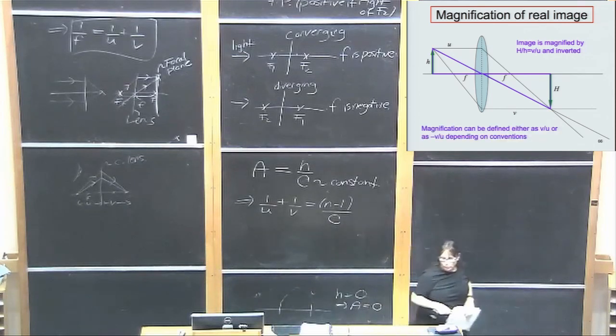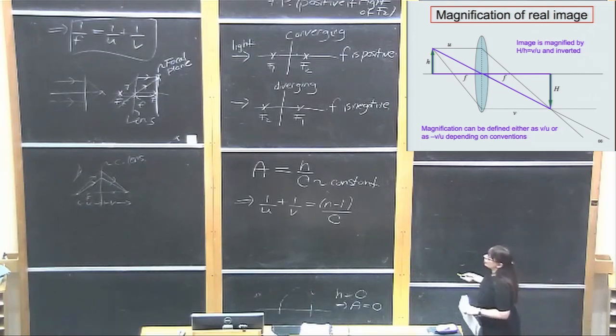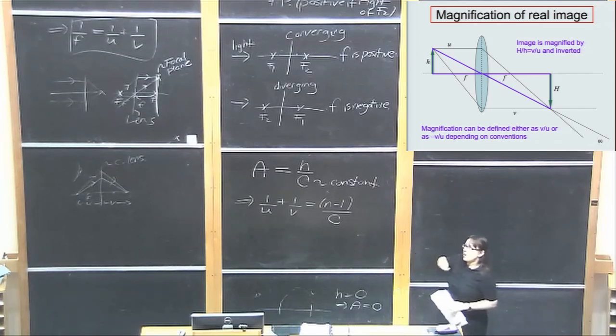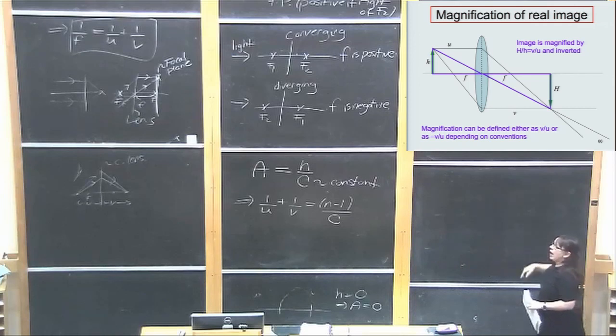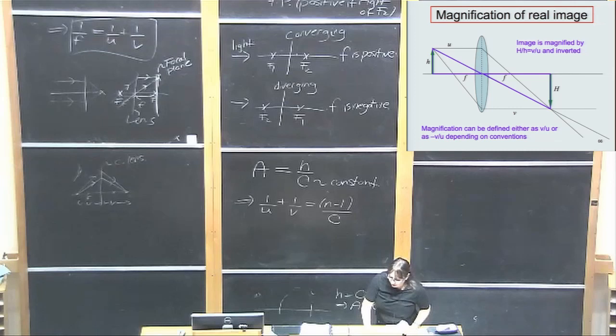Just a quick mention, this also brings in yet another sign convention you may see. In different books, you'll see magnification either defined simply as V over U, and you're just supposed to know that it's inverted for real images. Or sometimes it's defined as minus V over U, so the minus sign is built in, and that minus sign is telling you that it's inverted. So you may see either, and you just have to know what's going on.